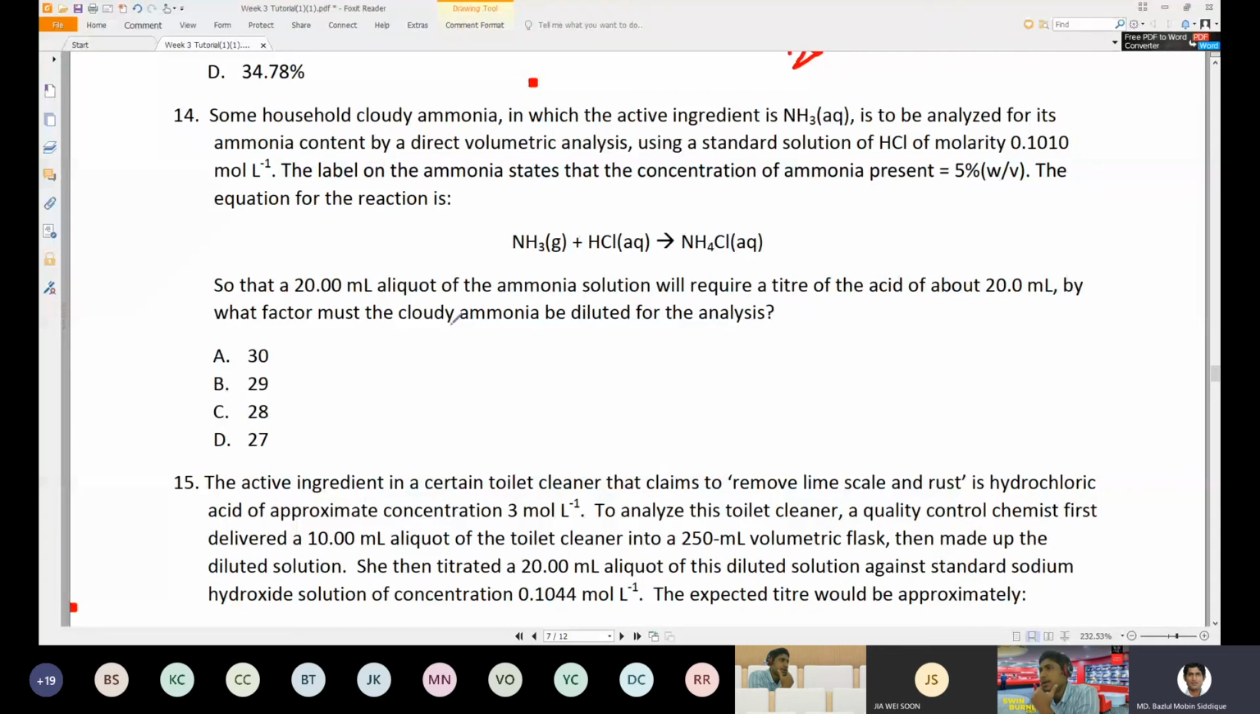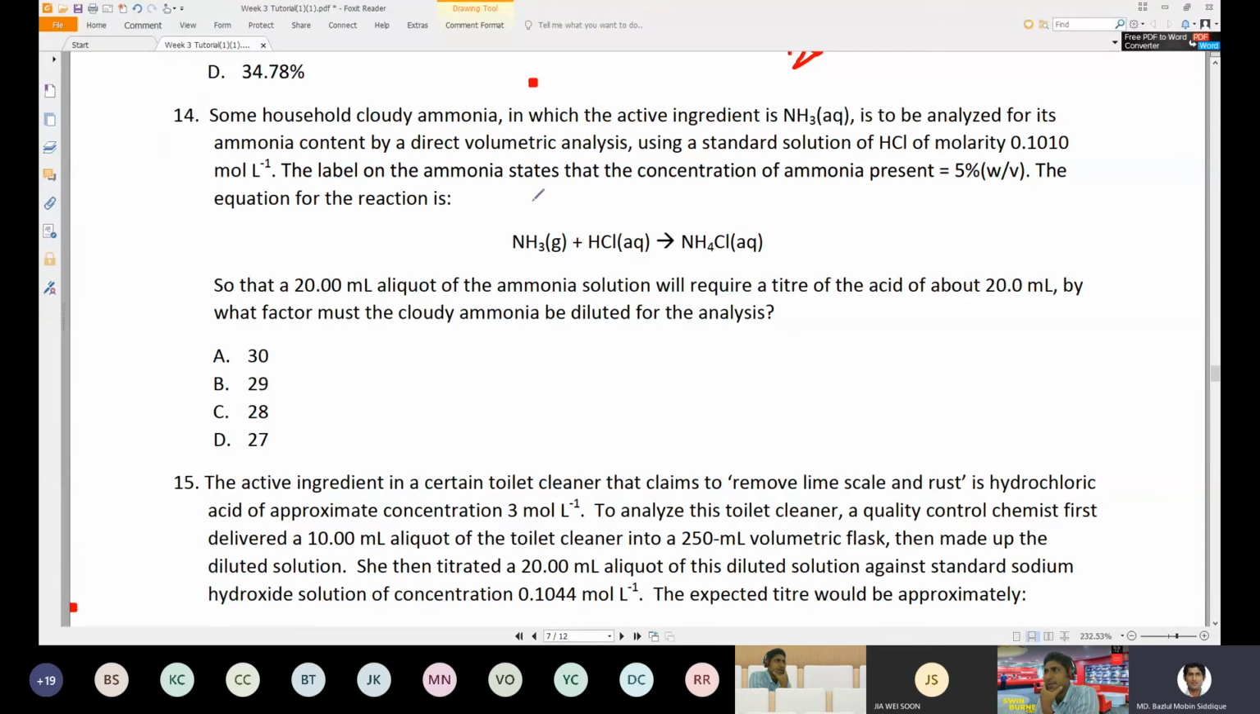Where is it? Oh. So question number 14. Some household cloudy ammonia, in which the active ingredient is ammonia in aqueous form, of course, not in gaseous form, is to be analyzed for its ammonia content by a direct volumetric analysis using standard solution of HCl of molarity 0.1010 mole per liter.